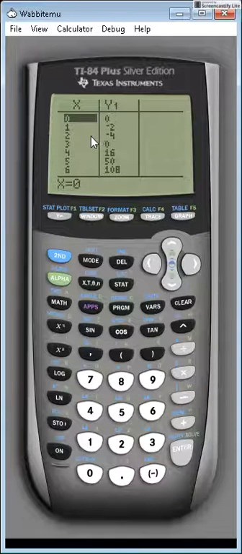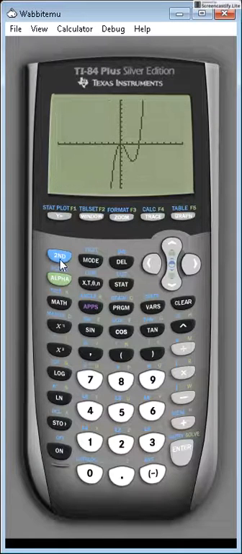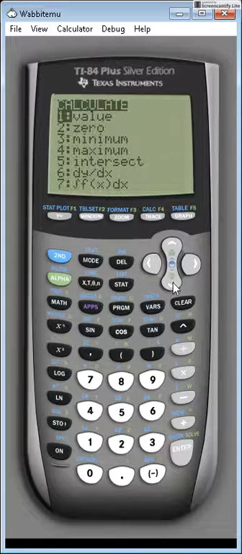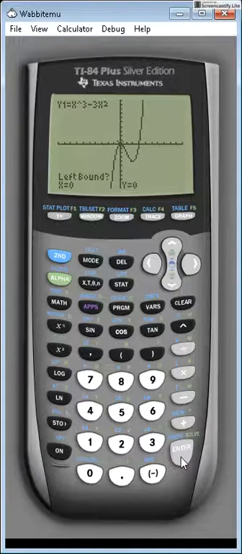So I see that they're there. My table's set on whole numbers, so they are there. But let's pretend we didn't know that. So we got to calculate zeros. So I go to the calculate menu and I want to calculate 0.